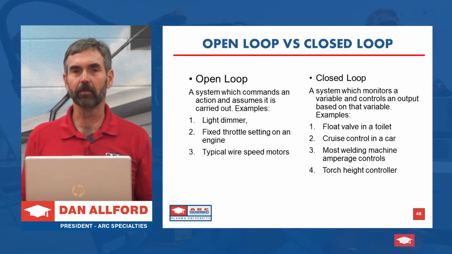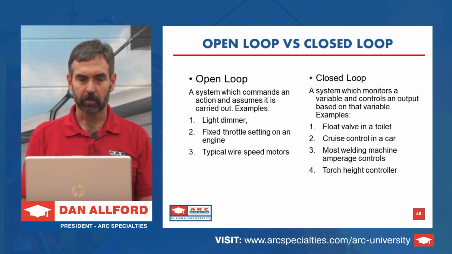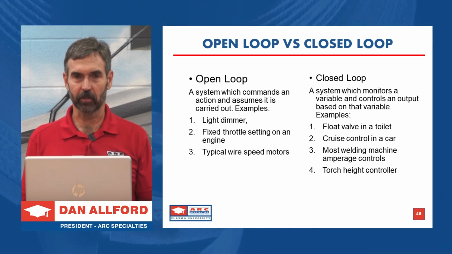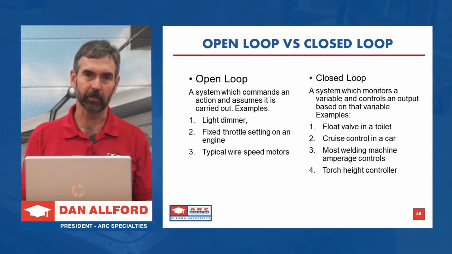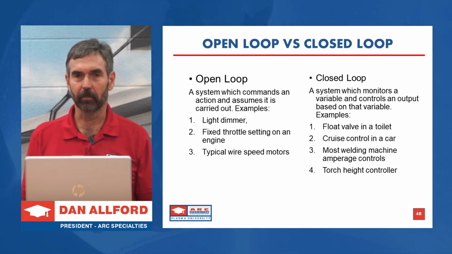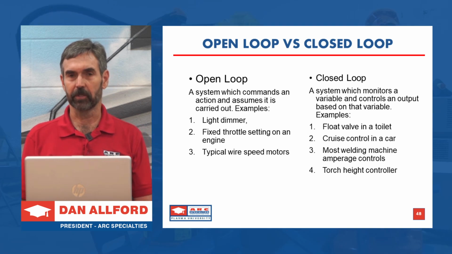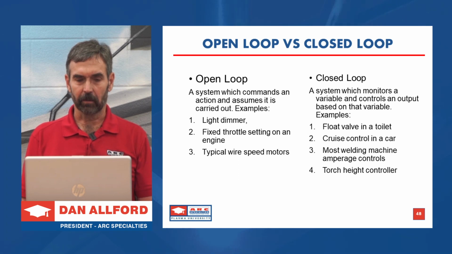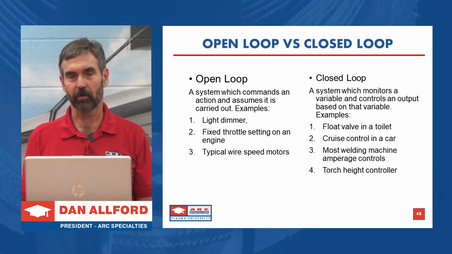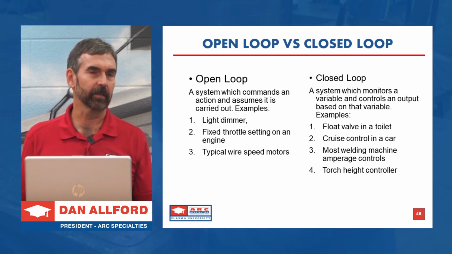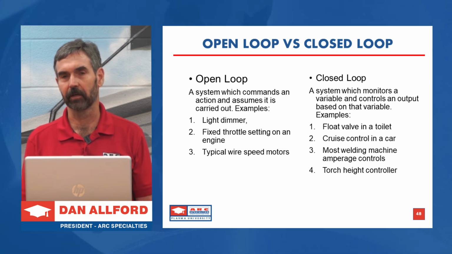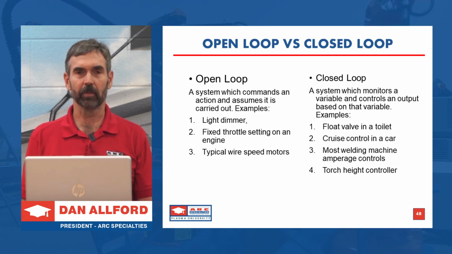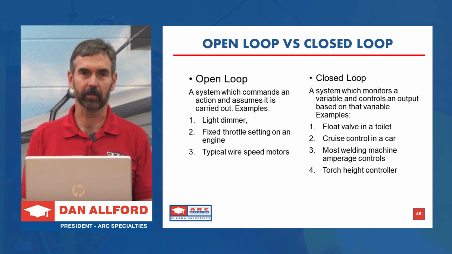Let's talk about open loop versus closed loop control. So a system which commands an output and then doesn't check it is open loop. So an example of that would be a light dimmer. You set the light dimmer on and you get what you get. If power diminishes, light diminishes, but it doesn't correct it automatically. Or a fixed throttle setting on your car. So if you put your accelerator halfway down, the car's going to go a certain speed on flat ground and go a little bit less up a hill, a little faster down a hill. But there's no control of the speed directly. You're controlling the throttle and nothing else.